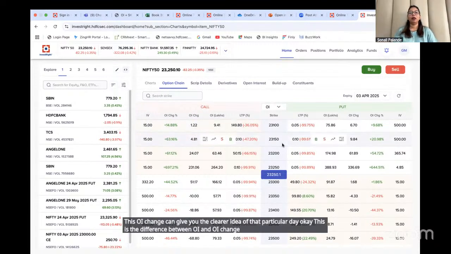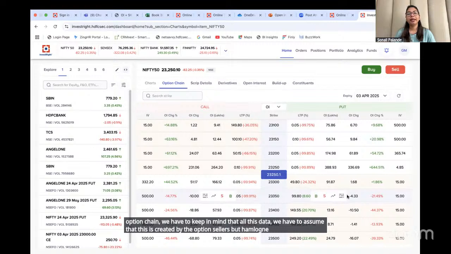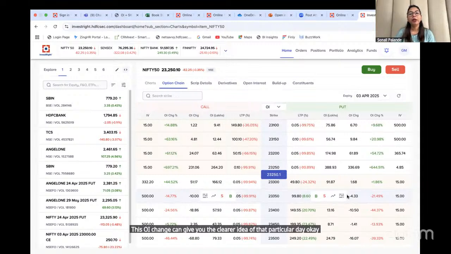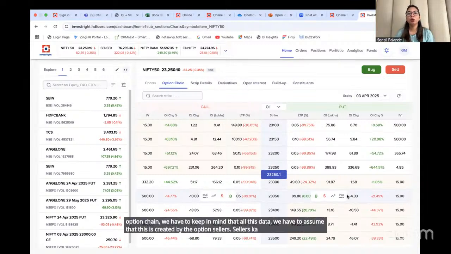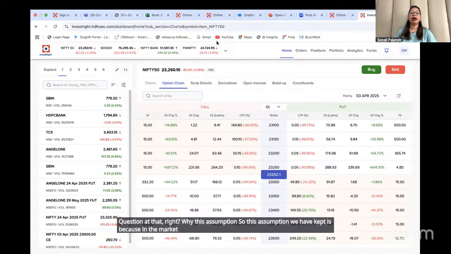Now, before we look at the option chain, we have to keep in mind that all this data, we have to assume, is created by the option sellers. But when we saw how an OI is created, we saw that a seller and a buyer have to come together for an OI to be created. So why would we view this data from the sellers' perspective? This is a basic question, right? Why this assumption? So this assumption we have kept is because in the market, the retail traders are negligible.